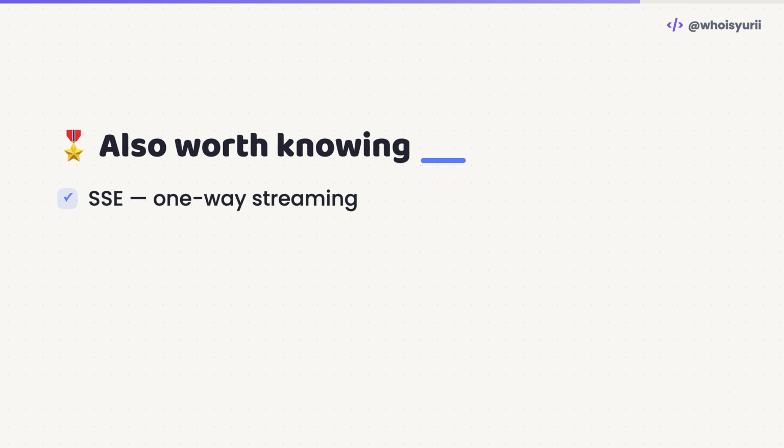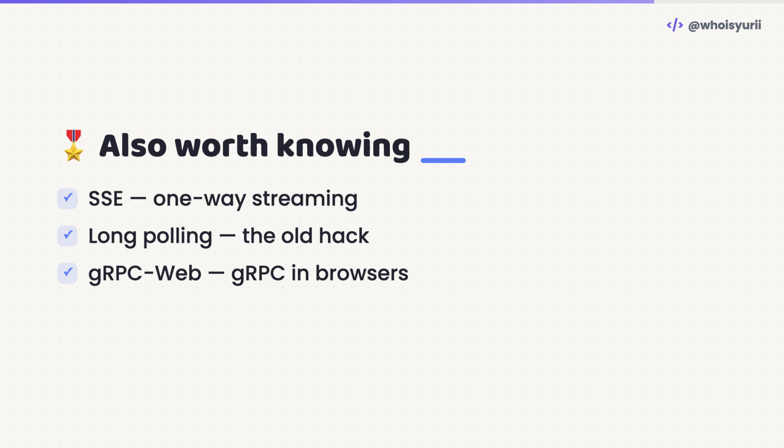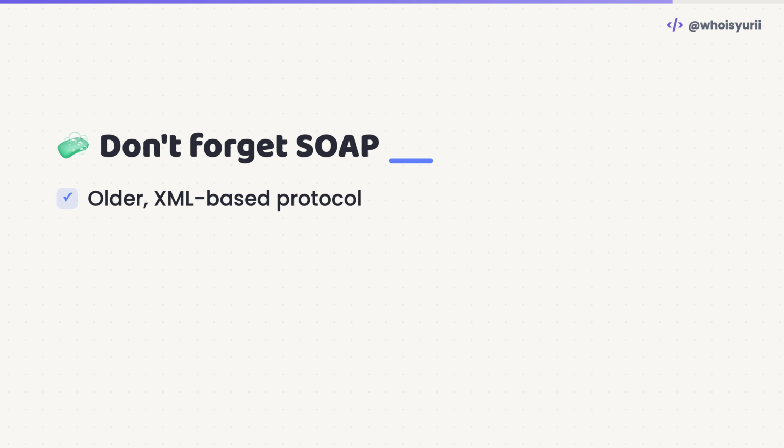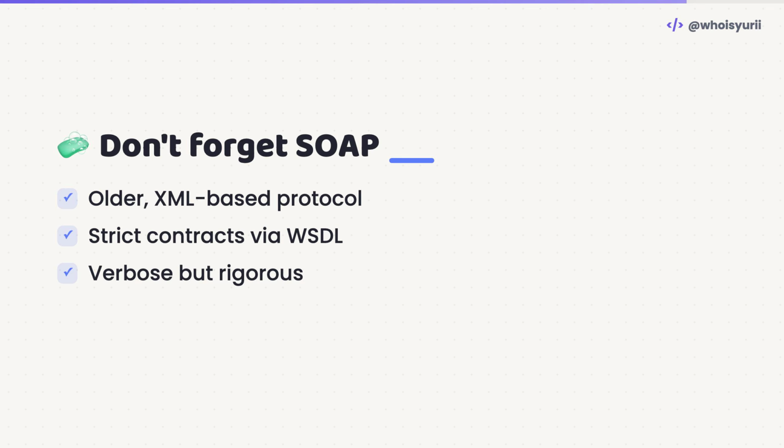A few more worth knowing. Long polling, the old hack before WebSockets, gRPC Web, to reach gRPC from a browser, and message queues for async, decoupled communication between services. And one veteran is still worth knowing: SOAP. It's old, XML-based, and strict, defined by rigid WSDL contracts. Verbose, yes, but still common in banking and large enterprise systems.